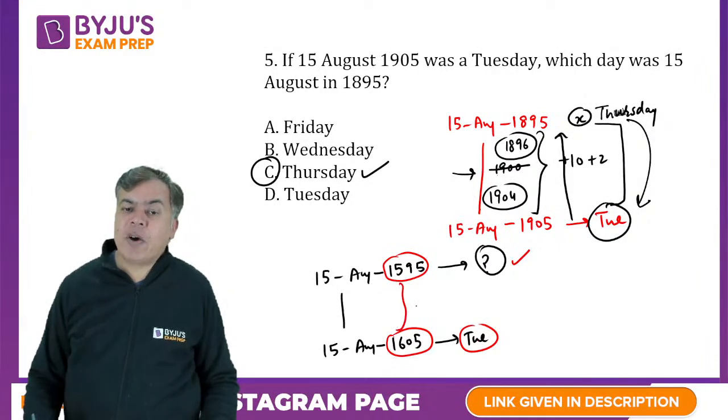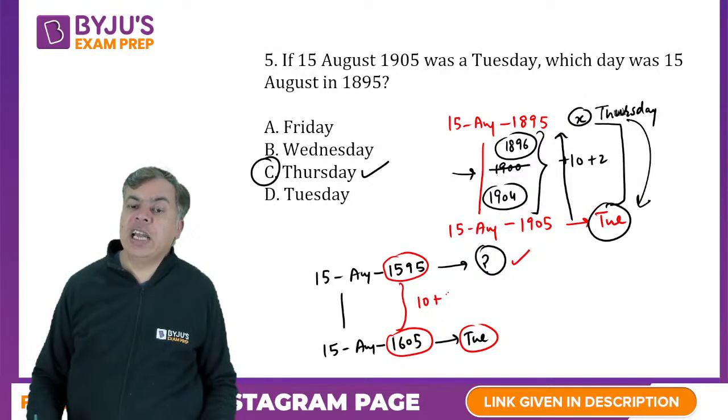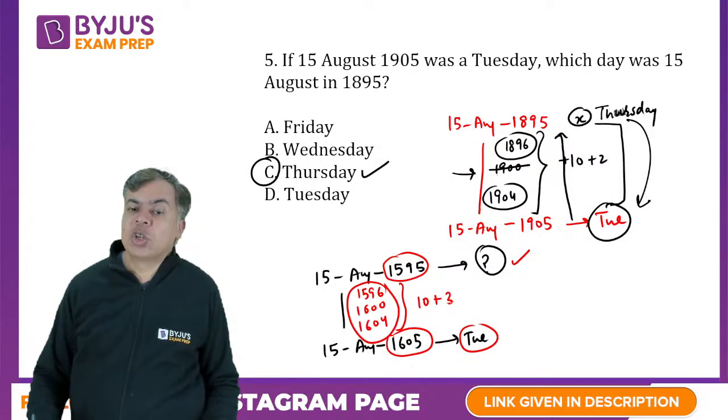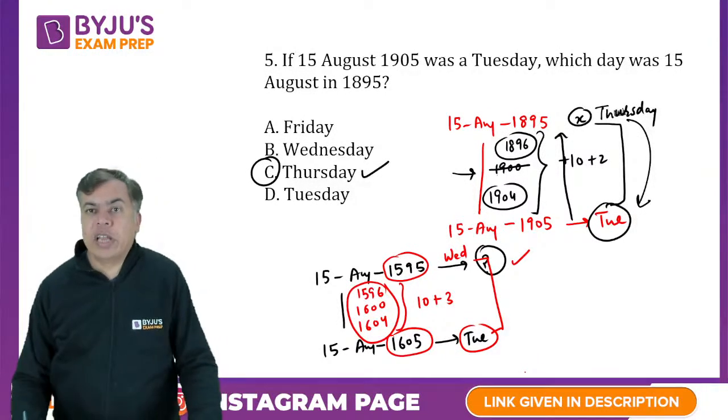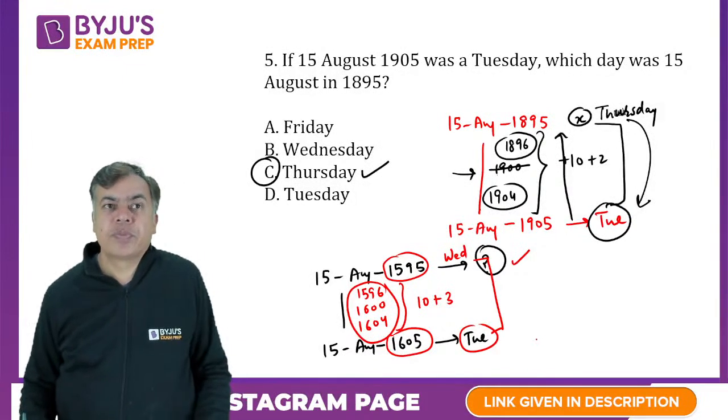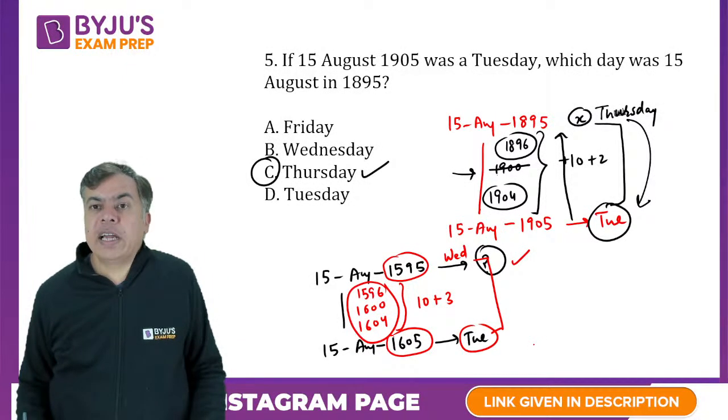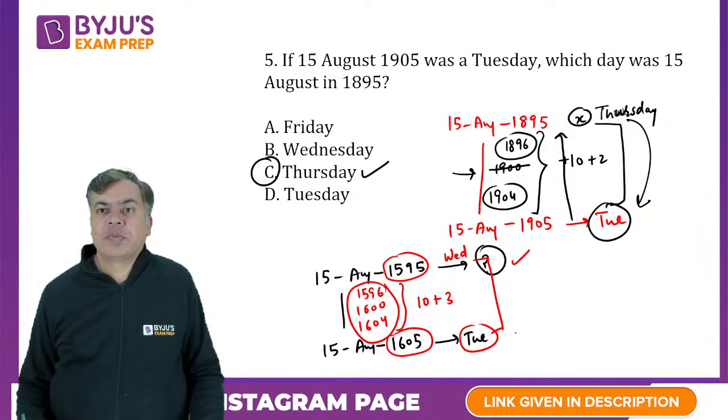Now there is a gap of again 10 days but plus 3 leap years. Here 1596, 1600 and 1604, all three are leap years, so it is plus 13, so it must be Wednesday, right? So Wednesday plus 13 is Tuesday, right? So now it will become Wednesday. Okay, so let's move to the next one. It would be Wednesday in this case.